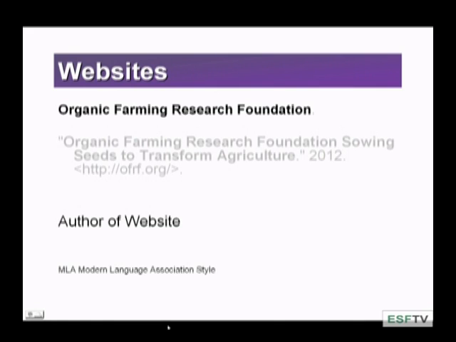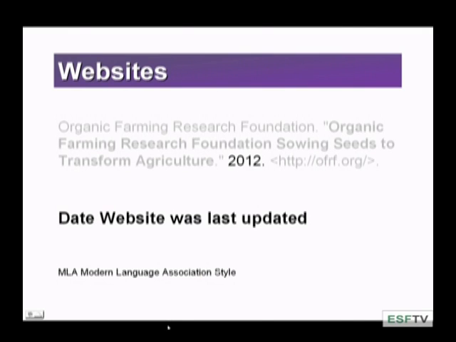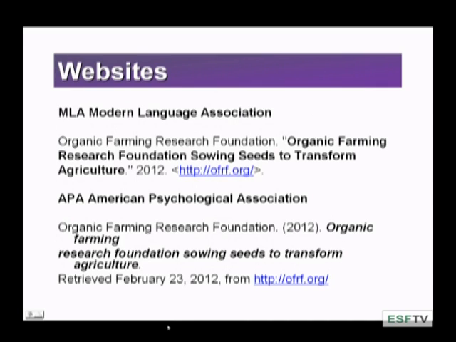The basic ingredients for a website citation: you need an author of a website, you need a title of a website, you need the date the website was last updated, and you need the address or the URL of the website. To show you again in contrast, here's the MLA style and the APA style, and there's a couple of differences here. The big difference here is that the APA style is asking you to put in the date that you actually looked at the site.